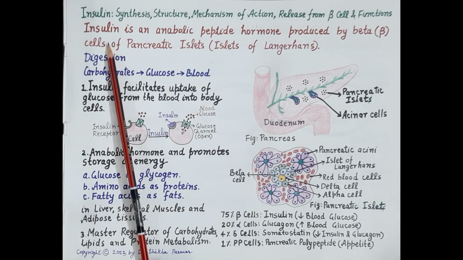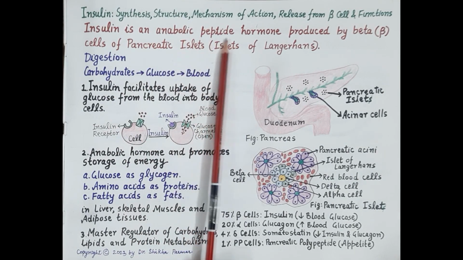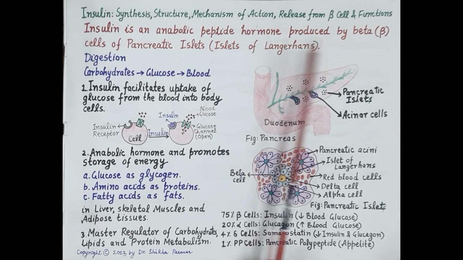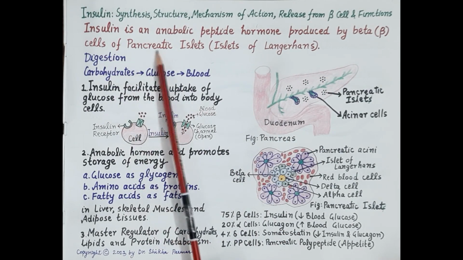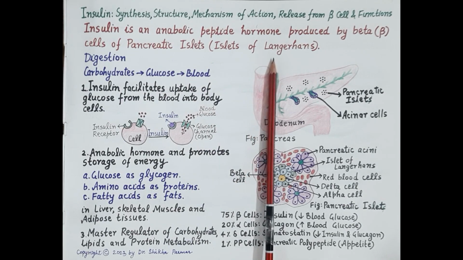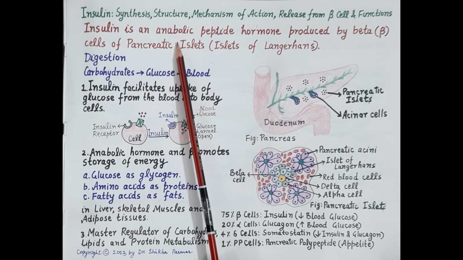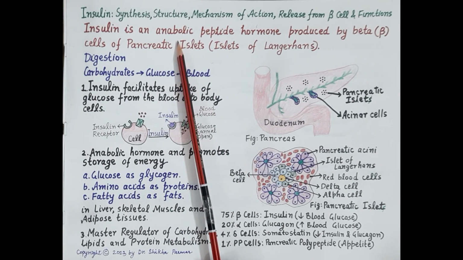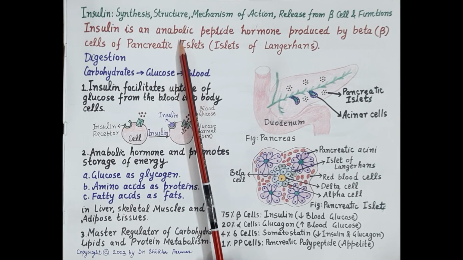So, insulin is an anabolic peptide hormone produced by beta cells of pancreatic islets, also called as islets of Langerhans. Anabolic means constructive. Now, insulin is known as anabolic hormone as it promotes synthesis of glycogen, proteins and fats.